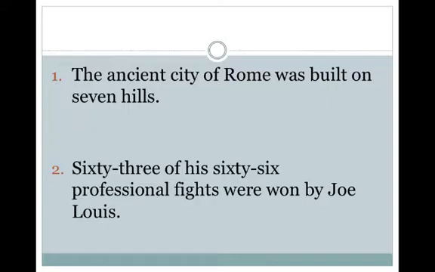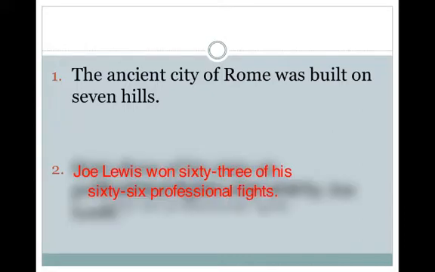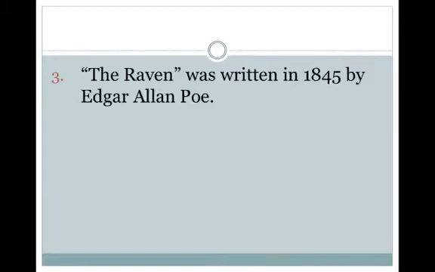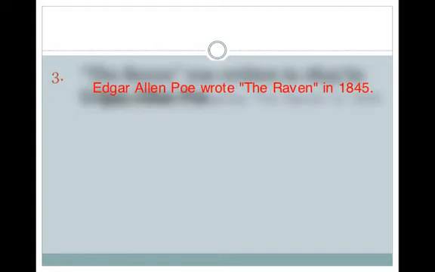Number 2, 63 of his 66 professional fights were won by Joe Louis. We can change this to active by writing it as Joe Louis won 63 of his 66 professional fights. Number 3, The Raven was written in 1845 by Edgar Allan Poe. This is in passive voice, and to change it to active, we simply write Edgar Allan Poe wrote The Raven in 1845.